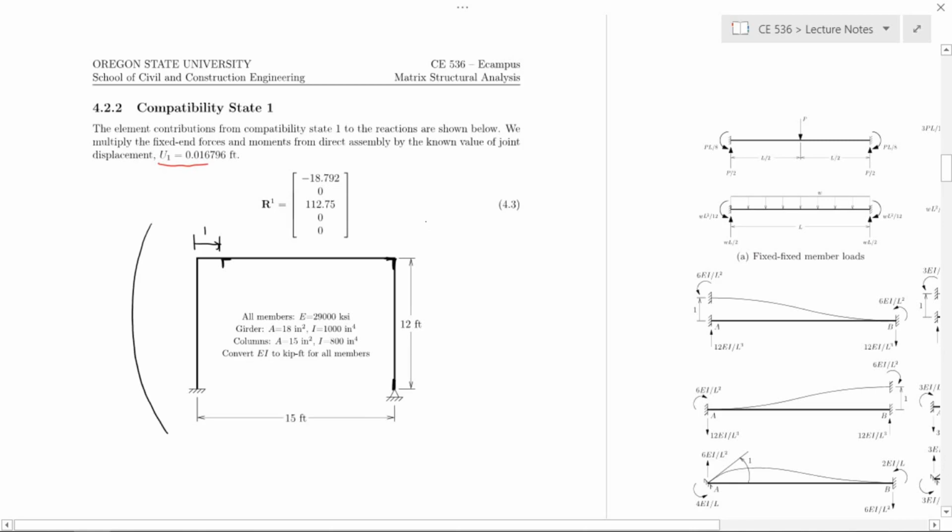But what we're going to do is take all the results within this compatibility state and multiply everything by the numerical value for U1, which is 0.061796 feet. We draw the deflected shape of the structure. The beam goes into compression, the column on the right does not deform. And then we're going to label the reactions that we want to assemble.